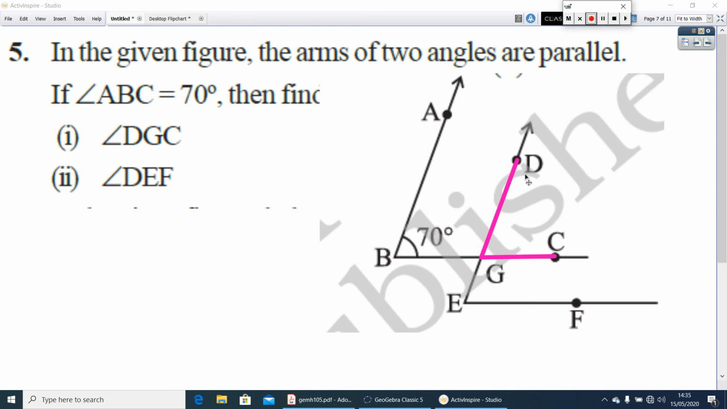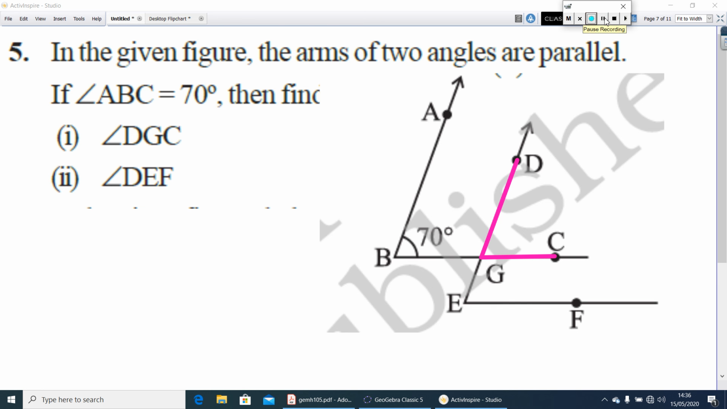Here angle ABC and angle DGC are corresponding angles. So this is equal to 70 degrees. This angle also will be 70 degrees. You can write corresponding angles are equal. Same way you can find DEF also. Both equal to 70 degrees. Reason you can write: corresponding angles are equal.